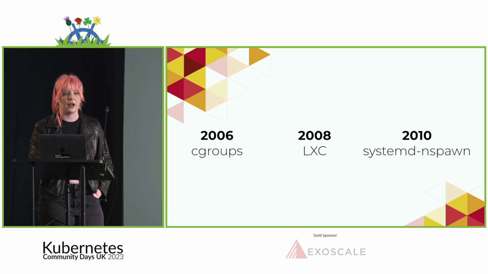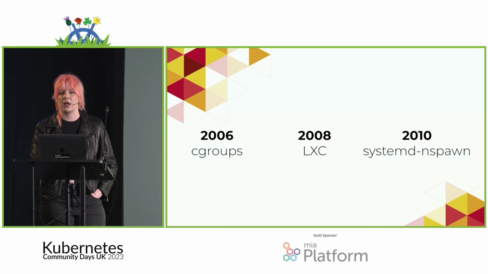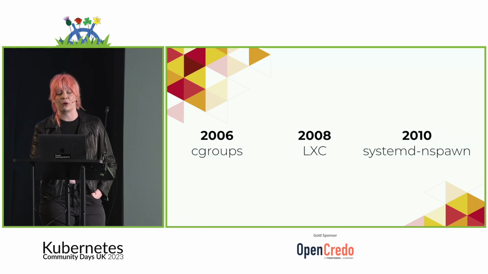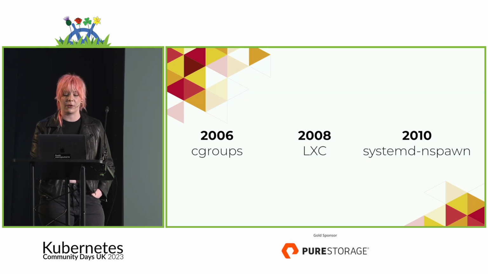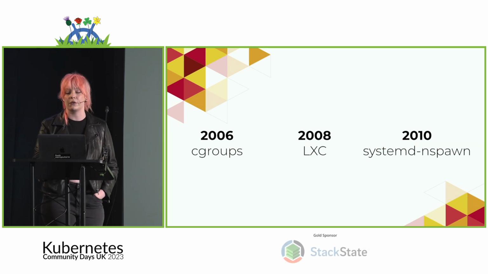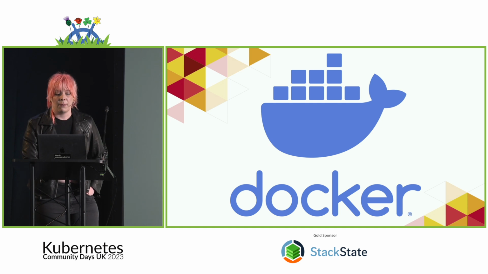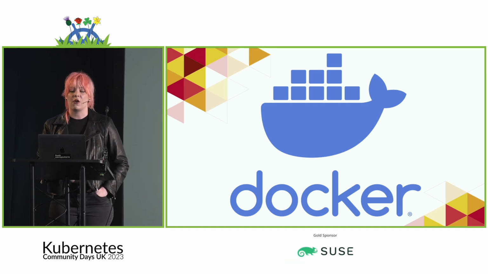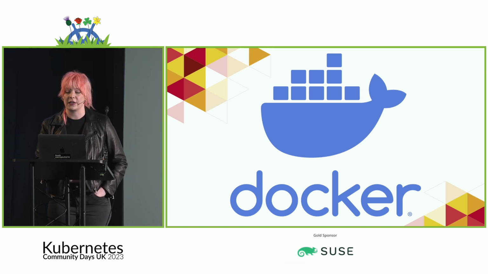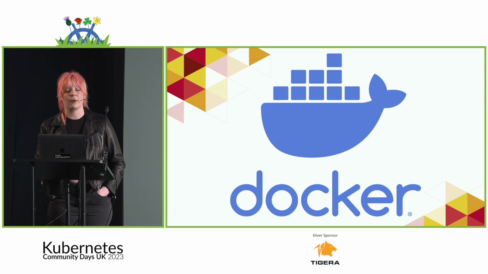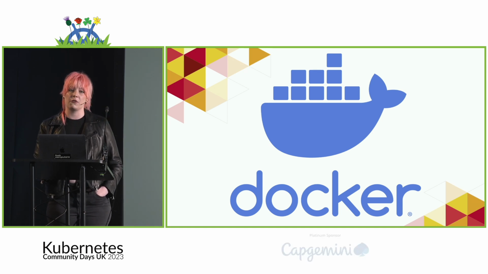In 2008, we got LXC, which some of you may be familiar with, and in 2010, systemd nspawn. Both of those tools were also built on top of C groups, and we're probably firmly at the point in the timeline where I'm talking about tools that most of you have used. But nothing released so far solved the issue of portability and user-friendliness. Containers were useful, but they were not ubiquitous yet, and they were kind of fussy to work with.